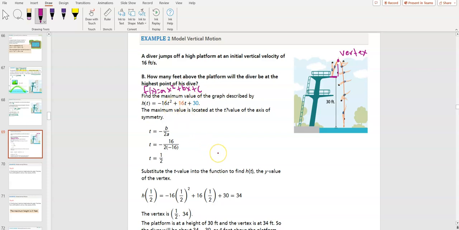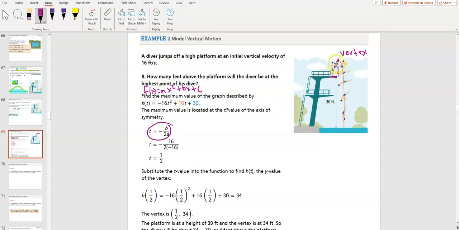In order to find our vertex or our axis of symmetry, we need to use that fancy formula, negative b divided by 2a. And yes, it's always negative b divided by 2a. So they plugged in the information from the formula up here. B is 16, a is negative 16. They multiplied that out and got 1/2. So that means that after a half of a second, or a minute, whatever time you're using, the man is going to be at his vertex.